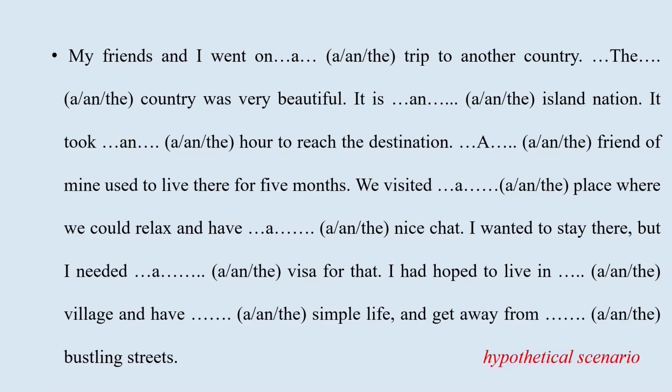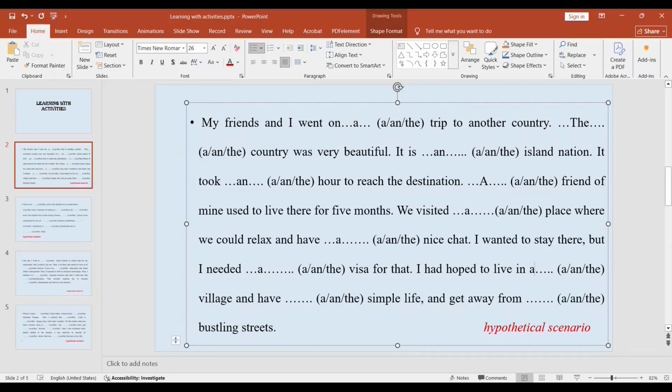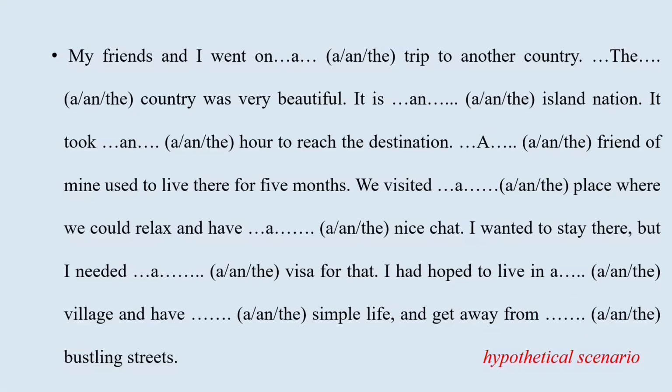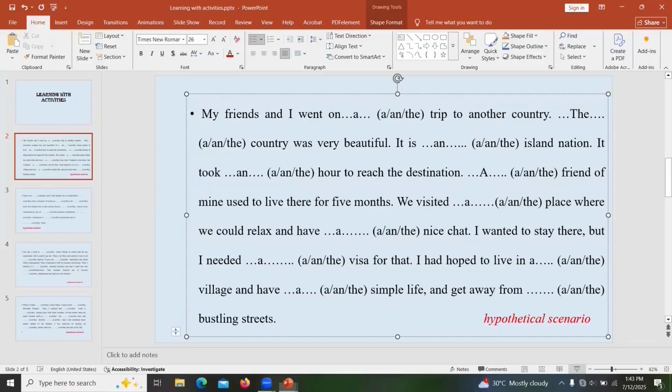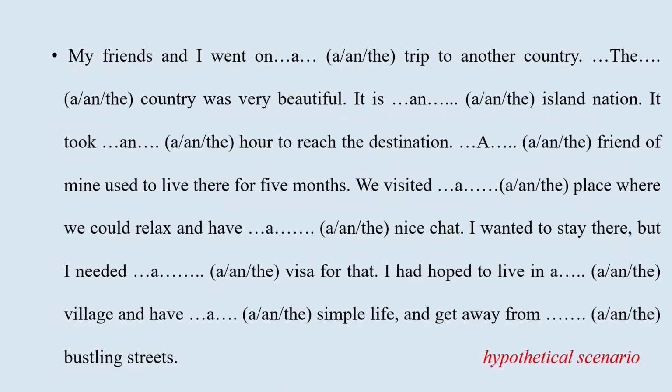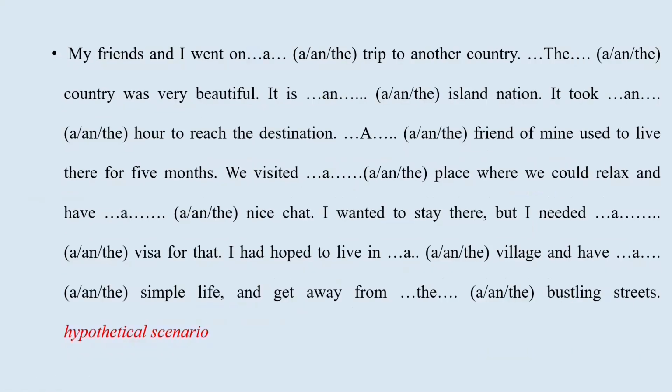I had hoped to live in blank village and have blank simple life and get away from blank bustling streets. There is no specific village he is mentioning. The correct answer is a village and have blank simple life. The word simple life is singular. So the answer is a simple life. And get away from blank bustling street? The answer should be the, because the speaker is talking about a specific place. I had hoped to live in a village and have a simple life and get away from the bustling streets.